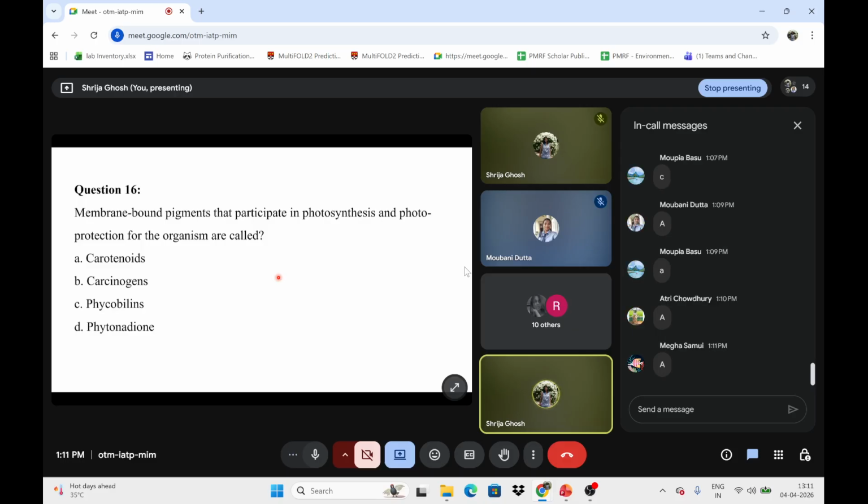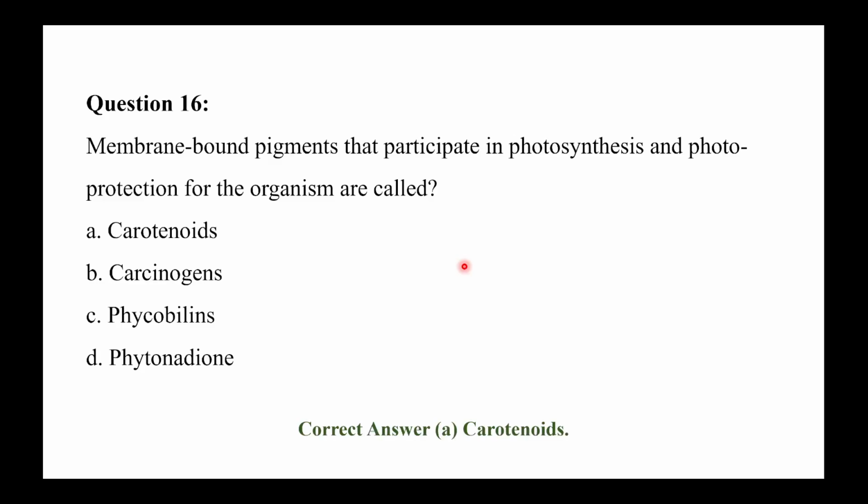Okay, three of you. Okay, I have one more answer. So, four of you have answered option A, carotenoids. Let's see the correct answer. Option A, carotenoids is the correct answer.